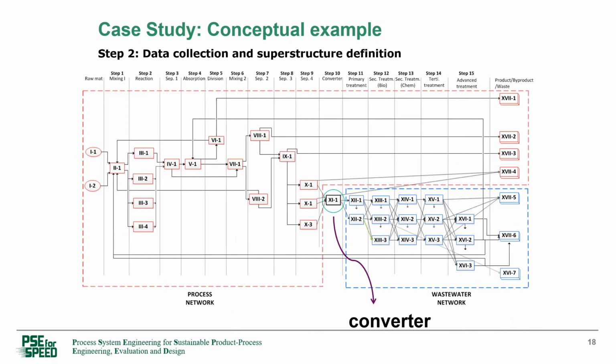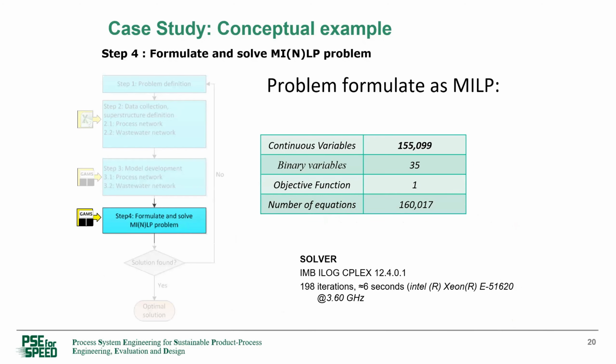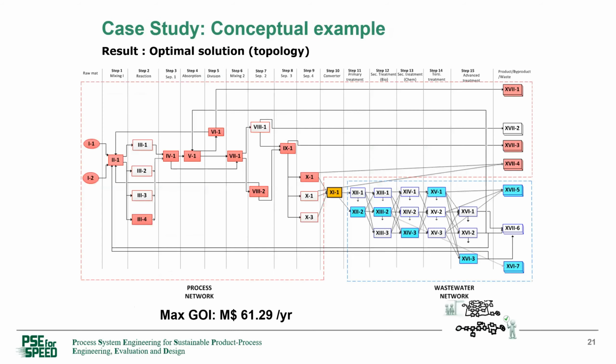And then we solve it for cost, raw material, utility, waste, and we can actually generate different kinds of objective function and so on. So in this problem, there were 155,000 continuous variables, 35 binary variables. Total number of equations was around 160. And then this is the optimal solution that you can get, or we got.